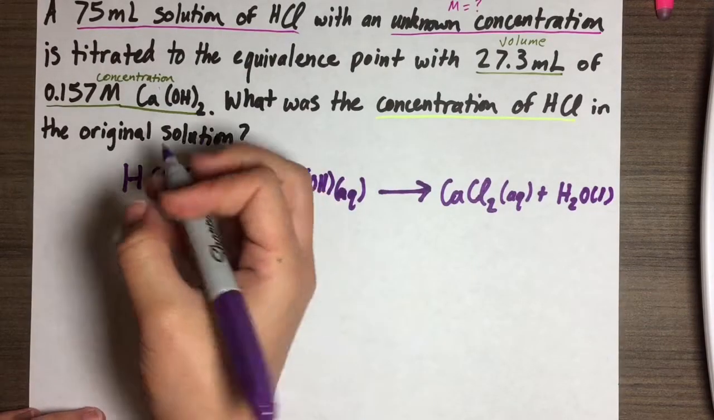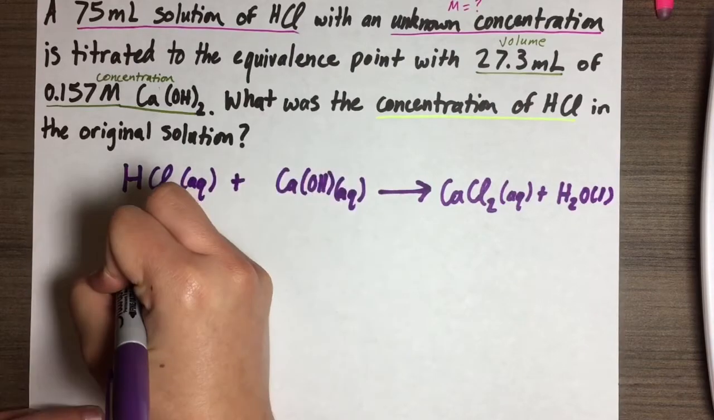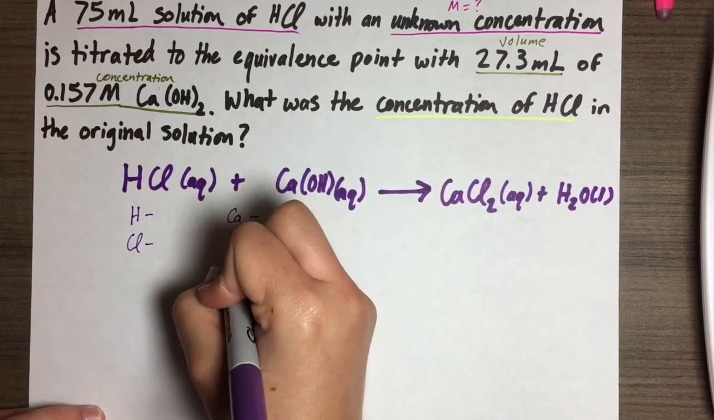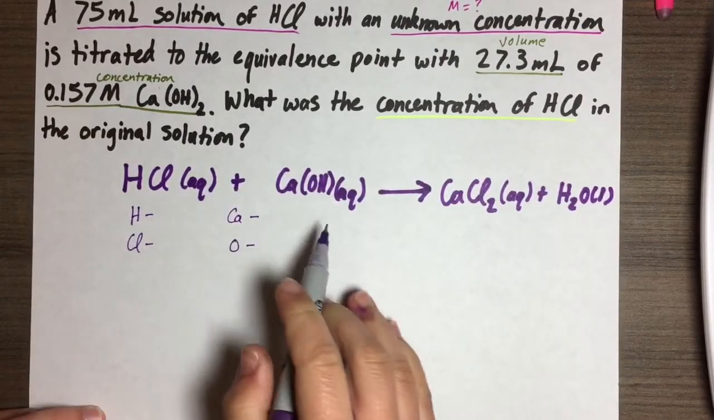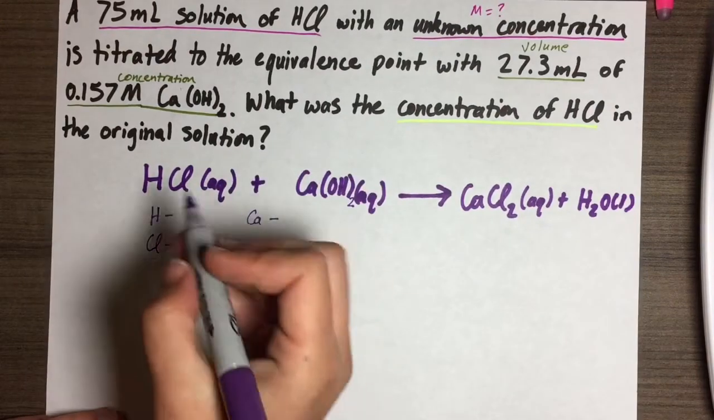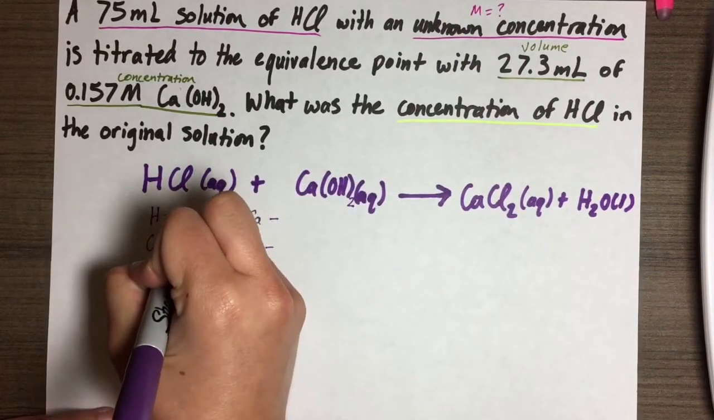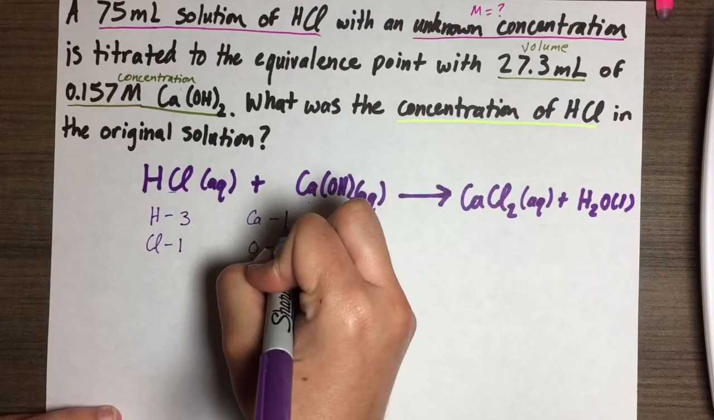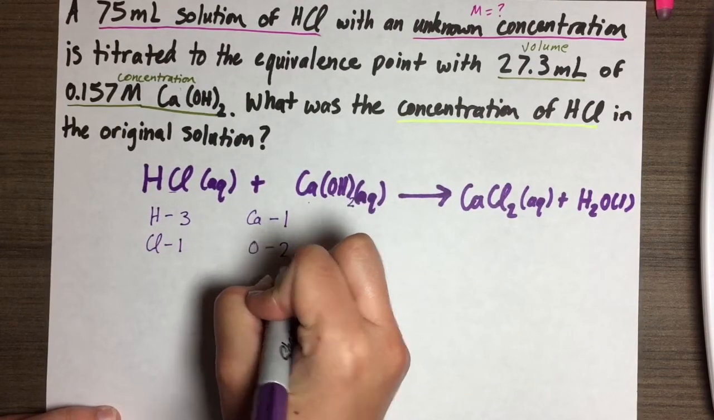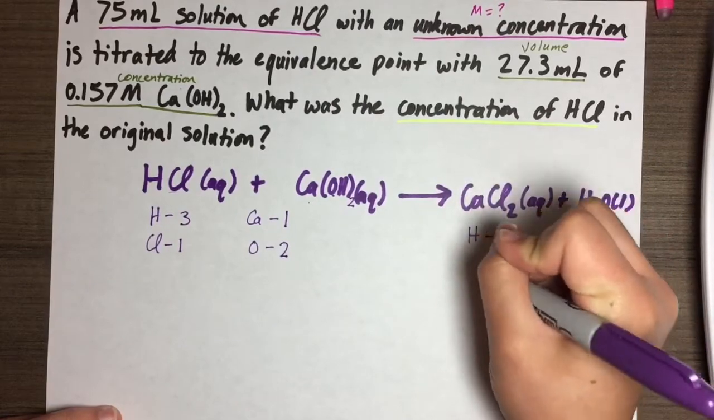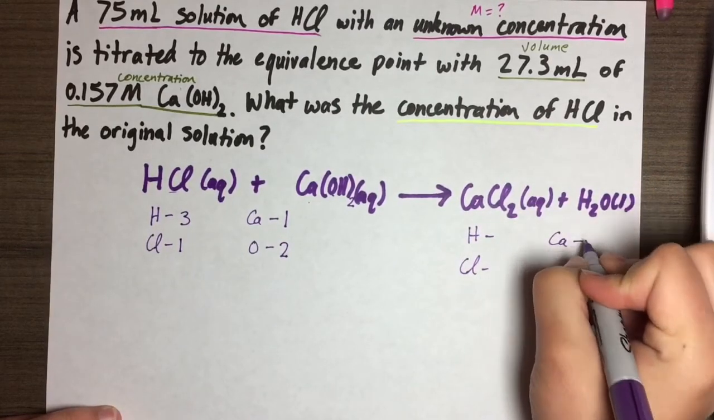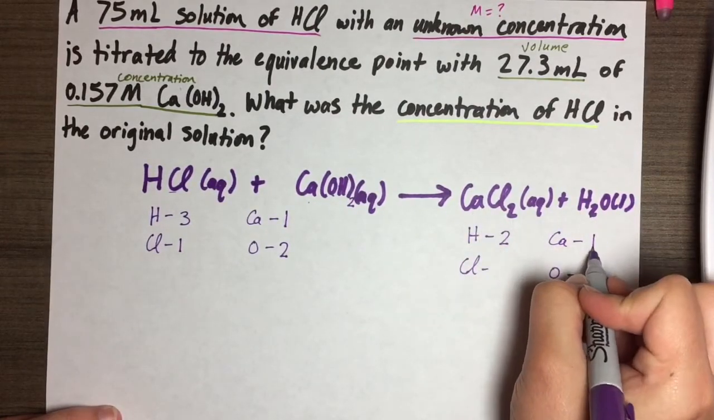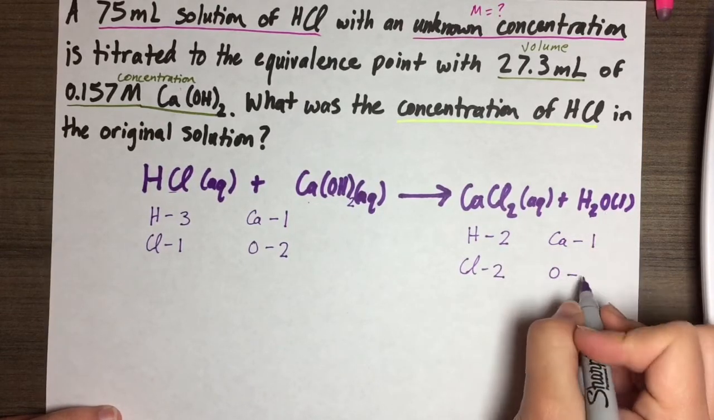To make this easier to balance, I prefer to write out each element that is shown on each side and write out how much there is of that element and then match it to the other side. So we have 3 hydrogens, 1 chloride, 1 calcium, and 2 oxygen. And on this side, we have 2 hydrogen, 1 calcium, 2 chloride, and 1 oxygen.